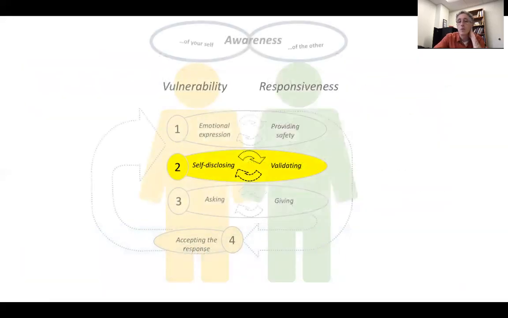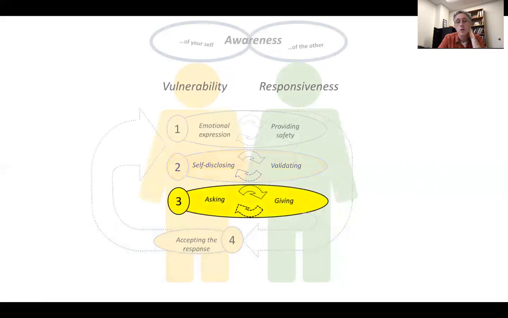Okay. This week, we're going to start talking about the second subrelation of self-disclosure and validating in response to the self-disclosure. And then in future weeks, we're going to talk about this third subrelation of asking for what you need rather than just talking about yourself, asking for things. And then rather than just validating, really listening to the need and giving people what they have asked for.